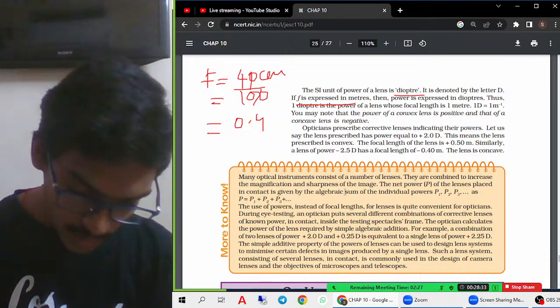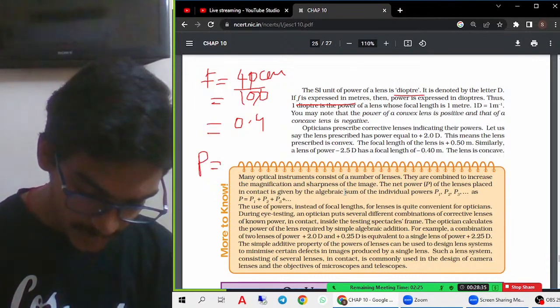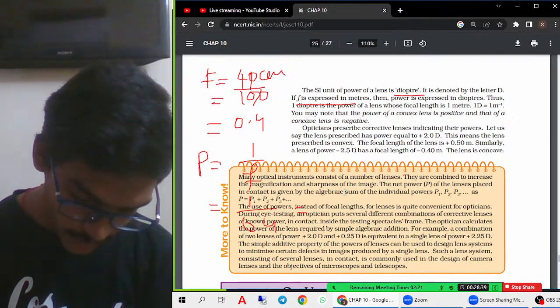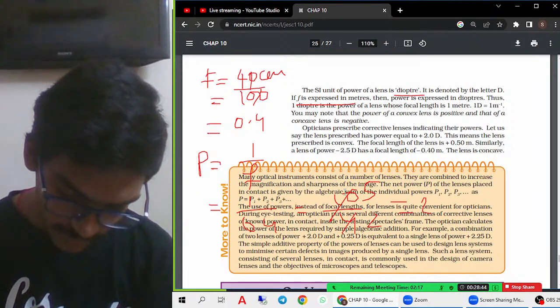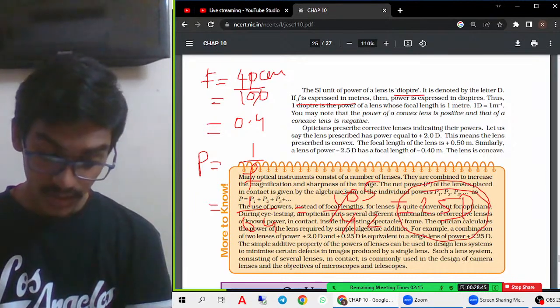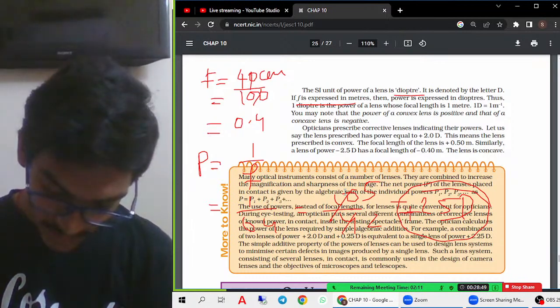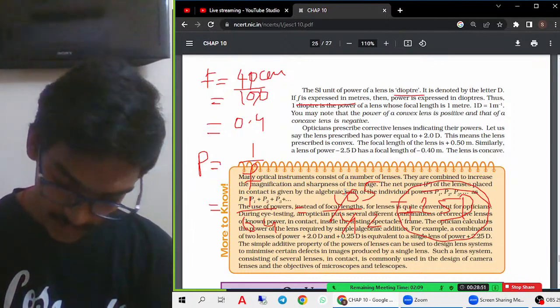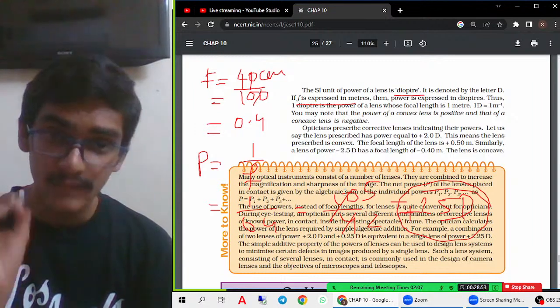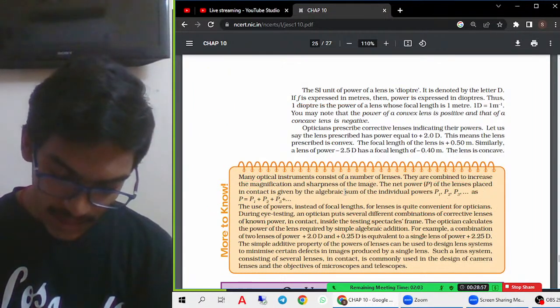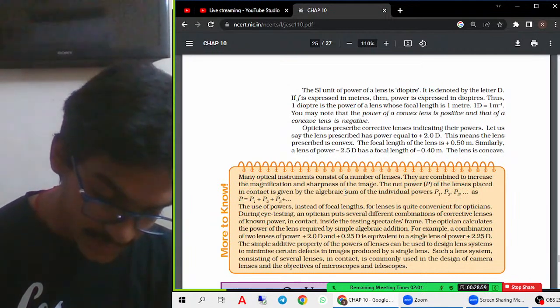Then P equals 1 by F, no? Then 1 by 0.4. 1 by 0.4 is nothing but 10 by 4, that means 2.5. So 2.5 D, this is the value you got. Here it is positive. Positive in the sense it is a convex lens. Always convert centimeters to meters and then solve the question.